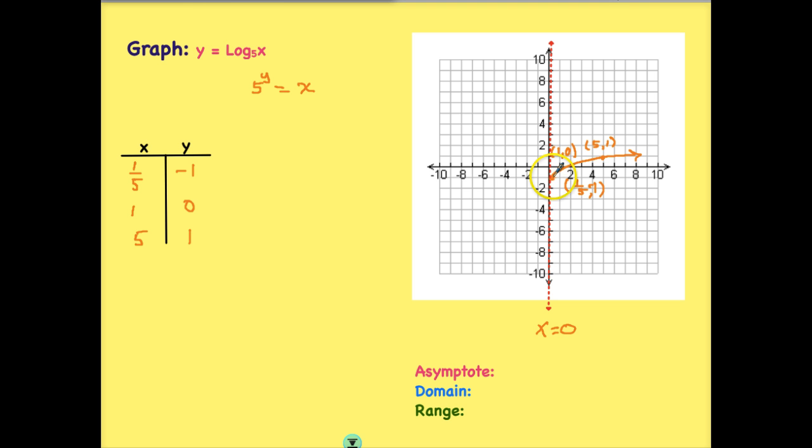And we can see that our logarithmic function gets really close to the asymptote, but we'll never actually touch it. So our asymptote is at x equals 0. Our domain is going to be where x has to be greater than 0, and our range is all real numbers.